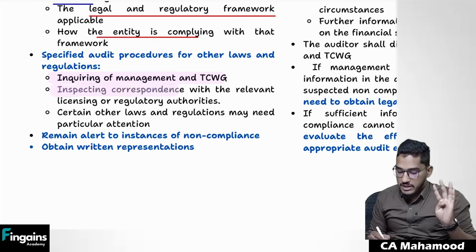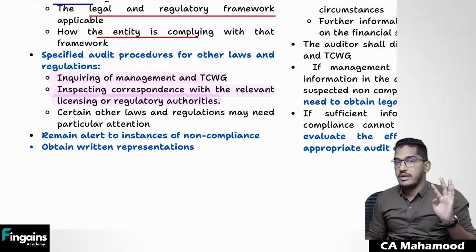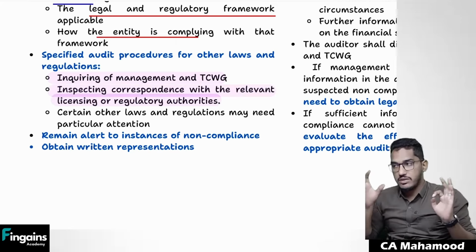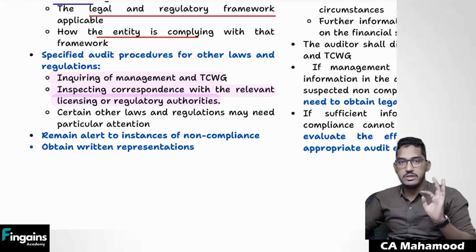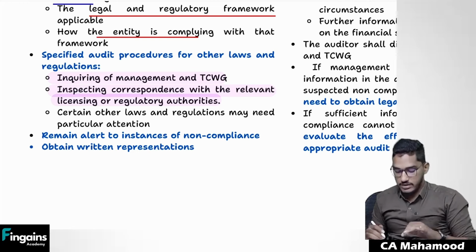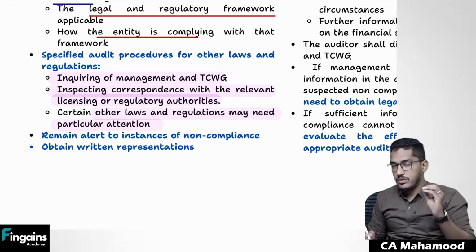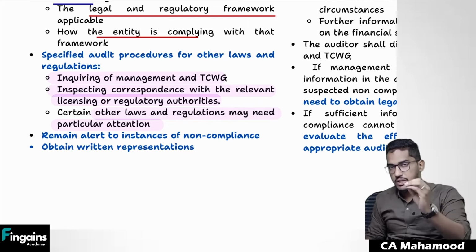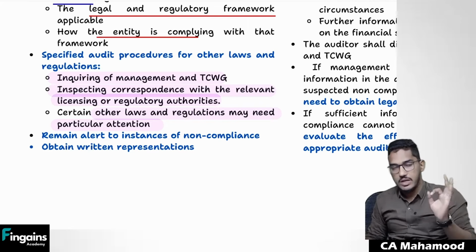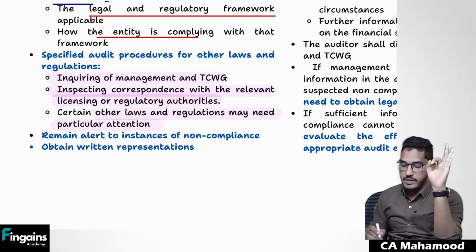Number 2, inspect correspondence with the relevant licensing or regulatory authority. Check whether you got any notices from the pollution board, whether you got any notices from the food department. Check whether any correspondence happened with the licensing and regulatory authorities. And certain other laws and regulations may need particular attention. Some laws and regulations, like pollution laws and food laws, require more attention. Pay more attention to that. So, simple 3 specified audit procedures.